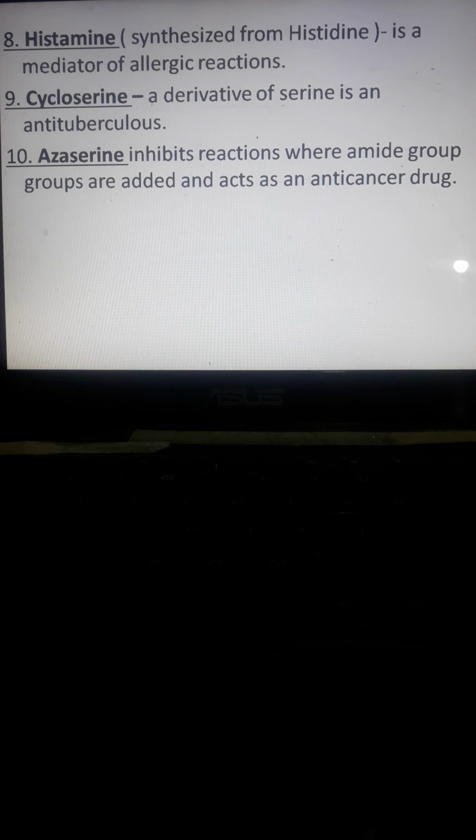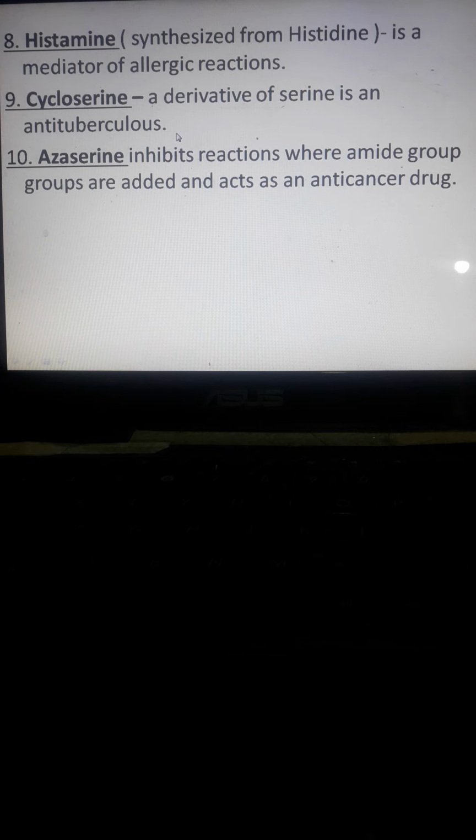Okay, cycloserine, another one, a derivative of serine, is an anti-tuberculous agent. This one is used as treatment for tuberculosis that is caused by Mycobacterium tuberculosis, that is bacterial, a gram negative bacilli. But another one, azacitidine, inhibits the reactions where amide groups are added and acts as an anti-cancer drug.